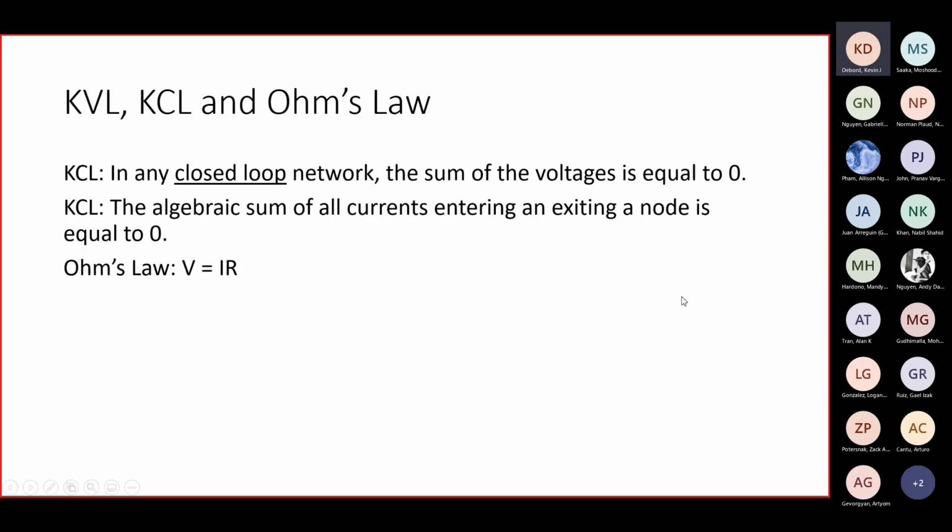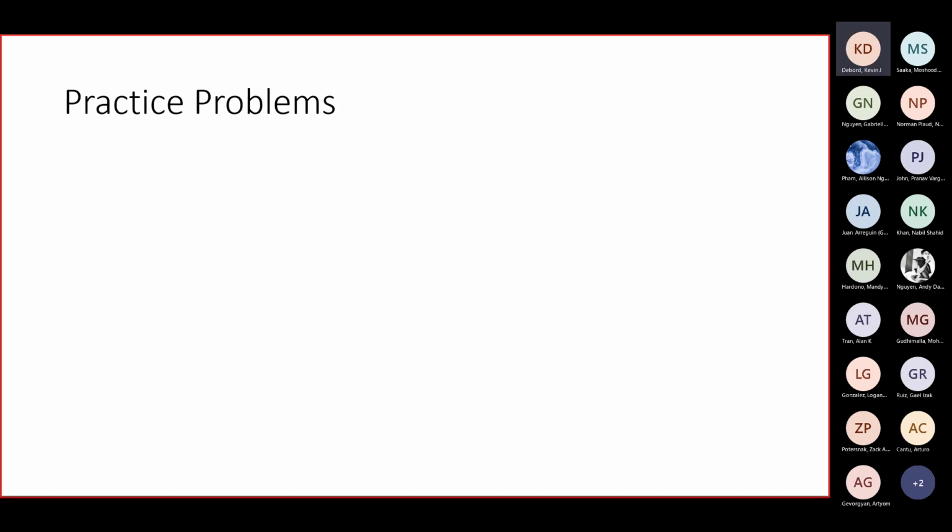Let's get started. So KVL, KCL, and Ohm's law. There's like 50 slides, so you may not want to write it down. KVL: in any closed loop network, so specifically in a network, not a node, the sum of the voltages is equal to 0. And then KCL, the algebraic sum of all the currents entering and exiting a node is going to be equal to 0. And then Ohm's law, V is equal to IR. Pretty simple stuff. Practice problems. You guys want me to go over any loop problems? Too easy? Okay, easy stuff.